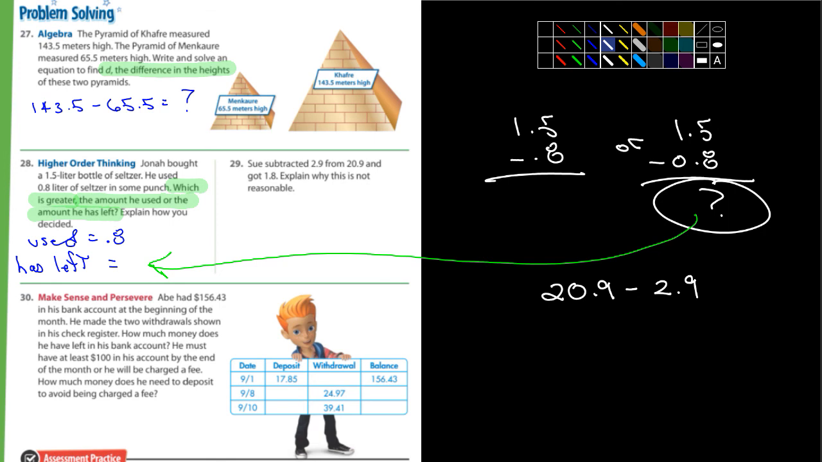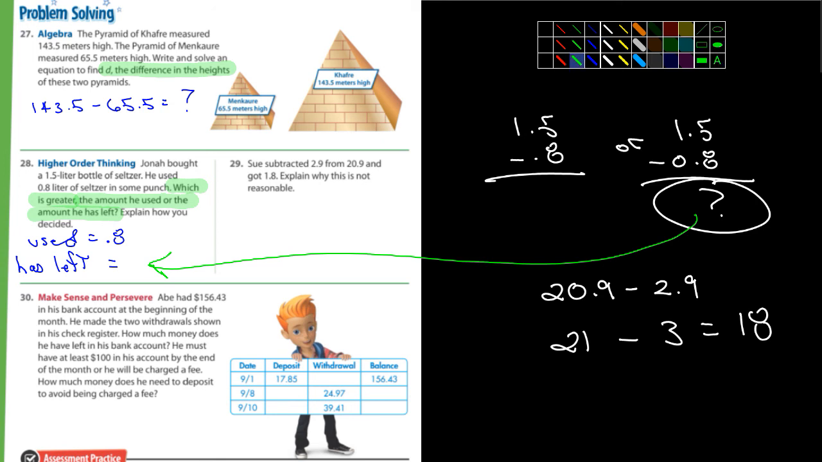What is 20.9 close to, if I was just to round it off? It's close to 20, but it's closer to what? 21. So I could just call this 21. What is 2.9 close to? 3. That's what some of you were talking about earlier. What is 21 subtract 3? 18. You guys know that.